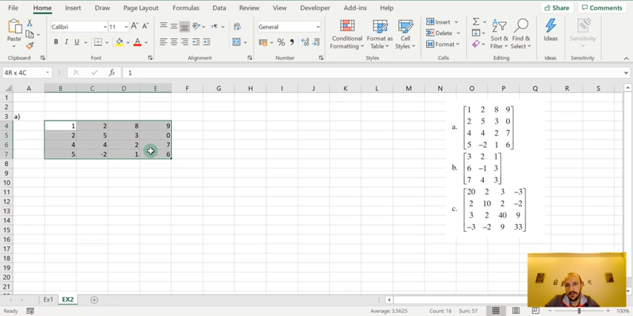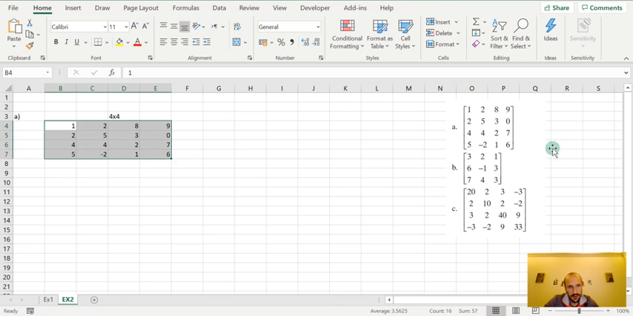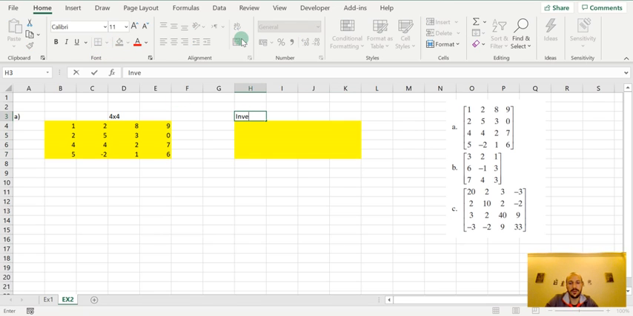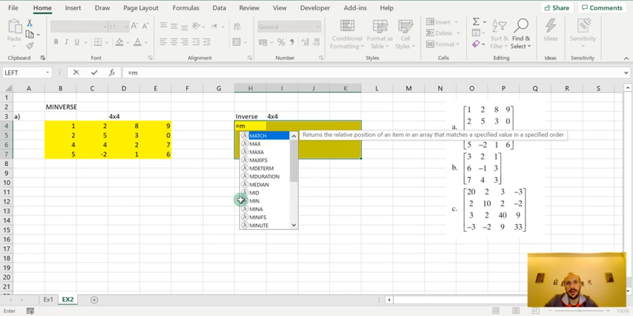Okay, so we have this 4 by 4 matrix, and the inverse of a matrix should be a square matrix. This inverse matrix will also be a 4 by 4 matrix. So we will have again the inverse is also a 4 by 4 matrix. We will be using for the inverse a function called M inverse.